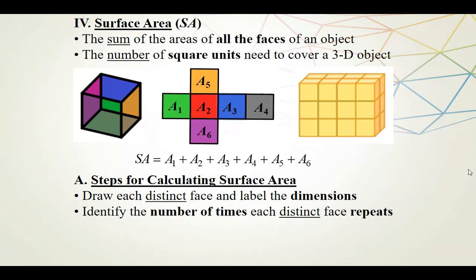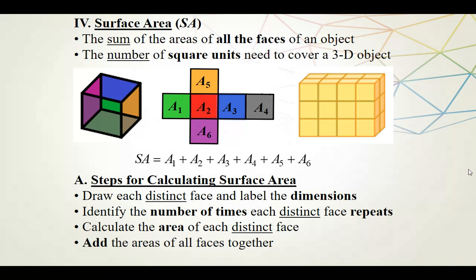Step 2, identify the number of times that each distinct face repeats. So that's kind of what I was saying. If you have 2 faces that have identical dimensions, we're just going to draw that face a single time, and then we're going to identify how many times that face repeats and multiply by that number. Then we calculate the area of each distinct face. And after we have the area of each distinct face, we add all the areas together to get the total surface area for your object.